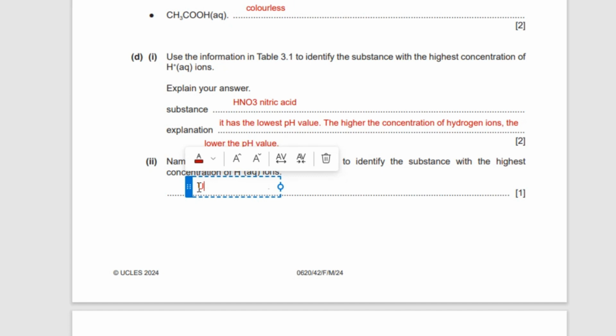Okay, so you are writing universal indicator. Okay, so it's the universal indicator that is the only indicator that can tell you the concentration of an acid. You know, universal indicator is a blend of indicators, so it could change to a range of colors. So with the range of color, we can tell that, oh, this is a weak acid, this is a strong acid, and so on and so forth.